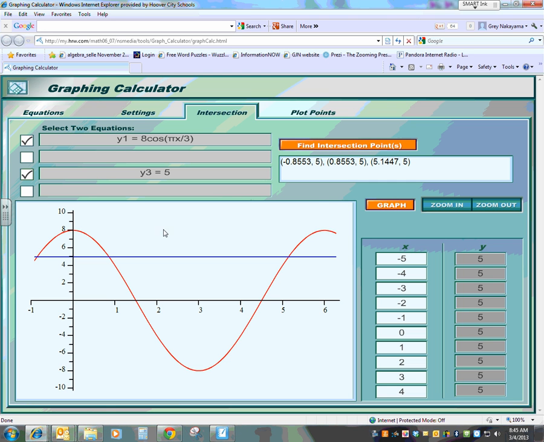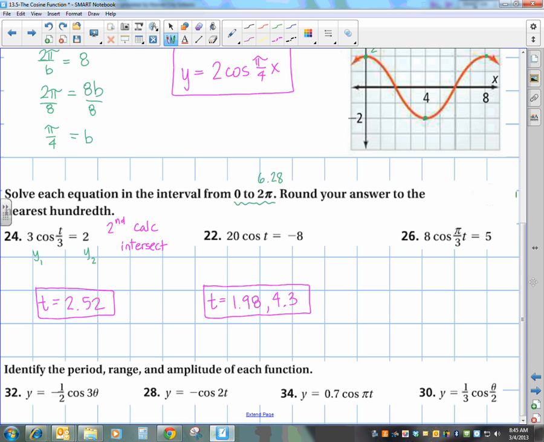Oh, notice this. They gave me 3 because this one's actually in my window. But remember our directions only went from 0 to 2 pi. So I don't want the first one. I only want, we're going to round that one to 0.86. And this will be 5.14. So we will go put those in. Again, we're dealing with t. So t was equal to 0.86 and 5.14.